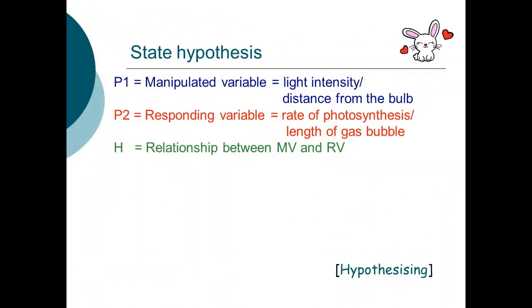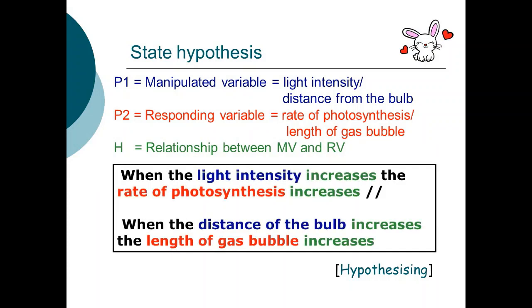Now everyone please try to state the hypothesis based on the information given. Please have a try. We have the MV, the RV, and the relationship in the hypothesis. Okay, now we look at the answer. When the light intensity increases, the rate of photosynthesis increases. Or, when the distance of the bulb increases, the length of gas bubble increases. Are you able to do so?